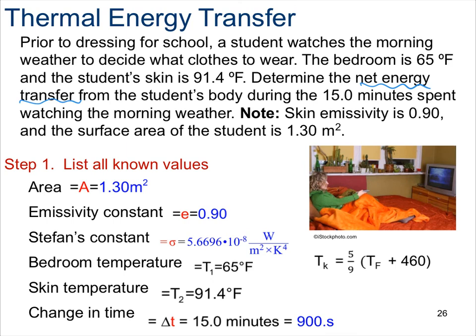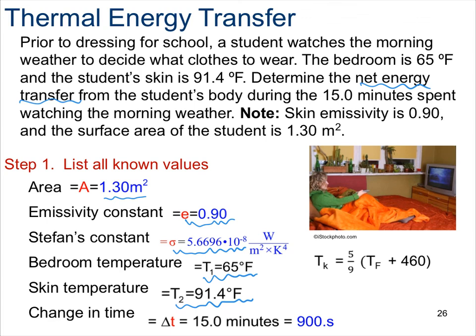So step 1, list out our values. We have area, A, is equivalent to 1.30 square meters. Our emissivity constant was 0.90. Stefan's constant sigma never changes, 5.6696 times 10 to the negative 8, super small number. Our bedroom temperature was 65 degrees Fahrenheit. Our skin temperature was 91.4 degrees Fahrenheit. Always make the bigger number, the higher temperature, temperature 2, and the lower temperature, temperature 1.